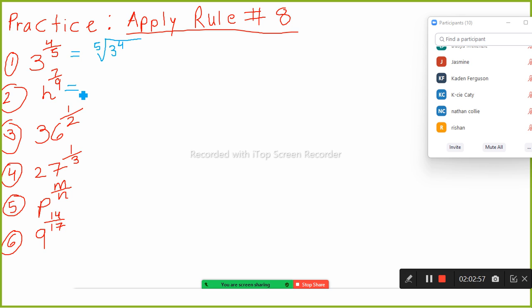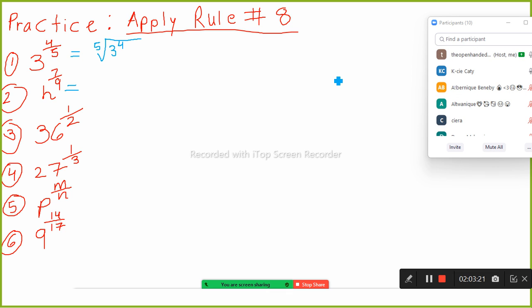Rashan, can you help me with number 2? Either Rashan or Casey, go ahead. Oh, we can't hear you, Casey. Number 2, I have the 9th root of h to the power of 7. Excellent.